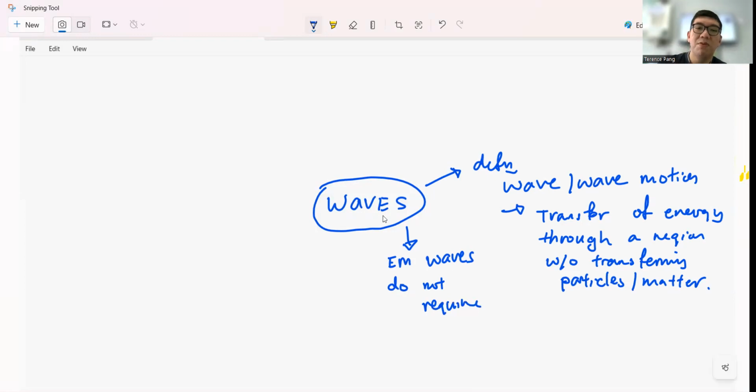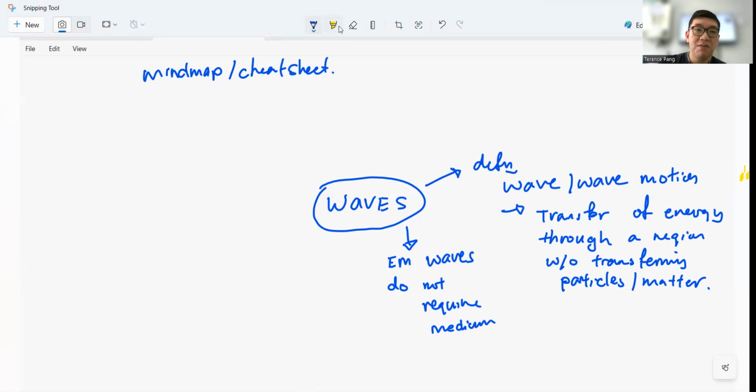So you notice I put the word waves in the middle. I can branch out to many things. This is called a mind map. Some people call it a cheat sheet. The beauty of this is you can write it in whatever way you want. Do it at home, connect everything together.